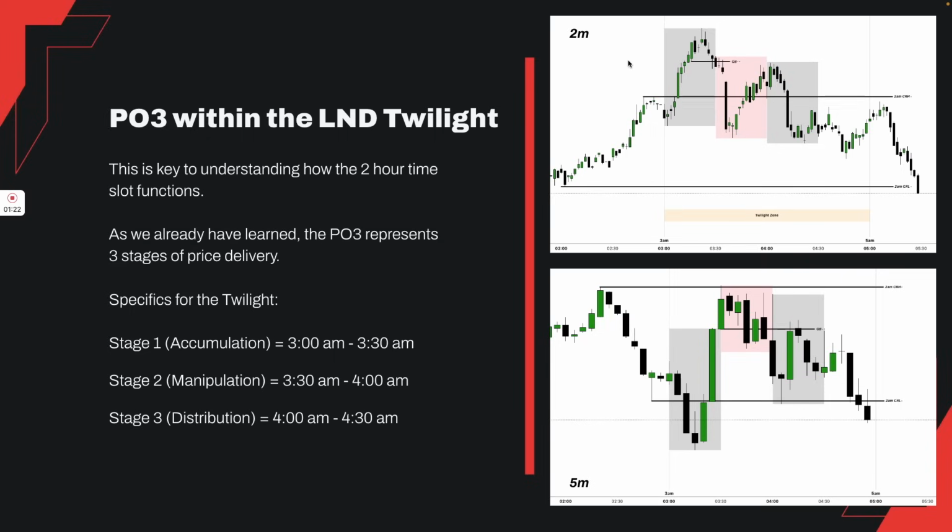First example, 2-minute chart. Accumulation, buy side and sell side were created. Manipulation. Where did we manipulate to? We manipulated to a PD array, OTE, between this dealing range and a bearish PD array. Turtle Soup, distribution lower. This was your model.